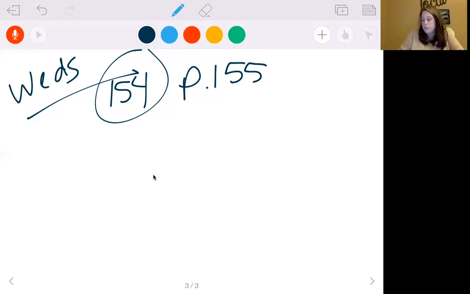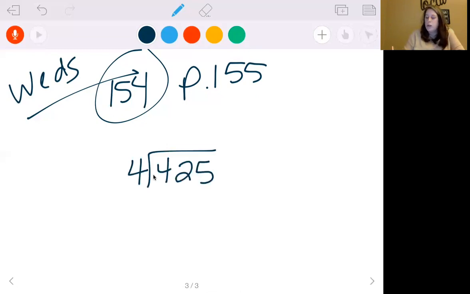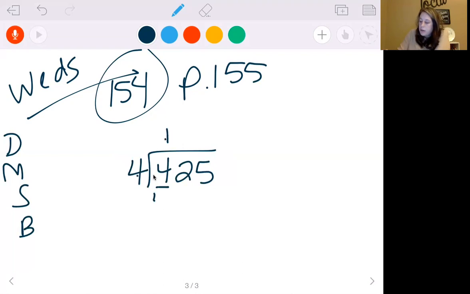So let's do 4 and 425. Remember, we have our steps: divide, multiply, subtract, bring down. So we're going to start with that first 4 right here. 4 goes into 4 one time. 4 times 1 is 4. Subtract it, we get 0. Bring down our 2. Okay, now look at this one. We can't put 4 into 2. It goes in 0 times. 4 times 0 is 0. We subtract that, we get 2.